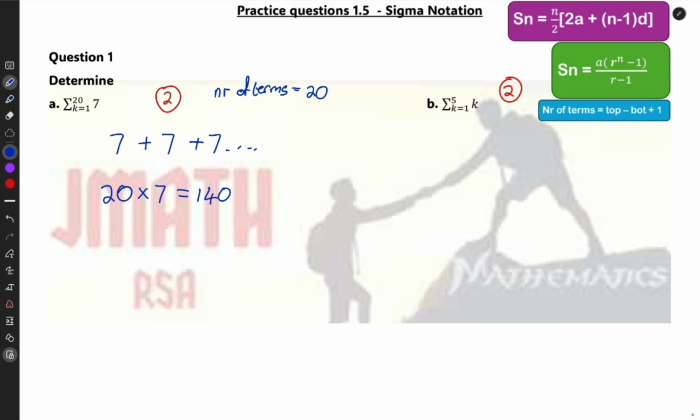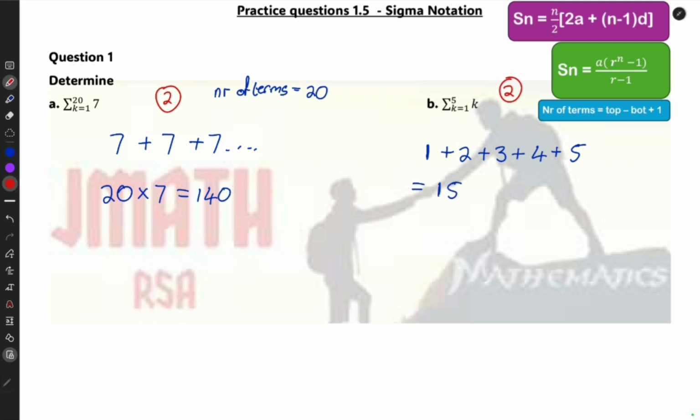Let's look at the next one. So if I now look again, the number of terms is just 5. I get the first term by subbing in the bottom number, so that's a 1. Then subbing in the next one, the next one, the next one, until I get to the top number. And then the question is, what do I get if I add all of these together? That would just be 15. So it only counts 2 marks.